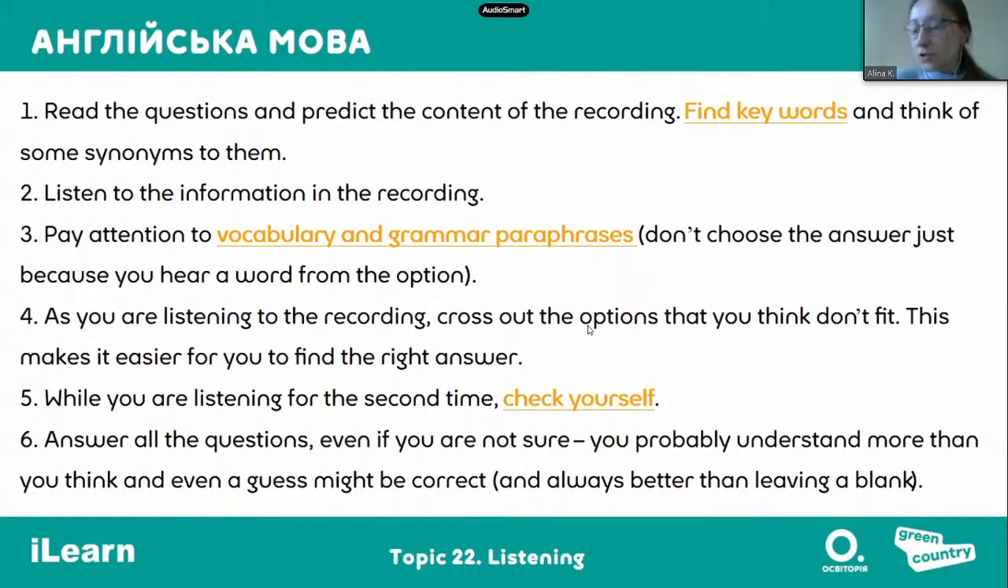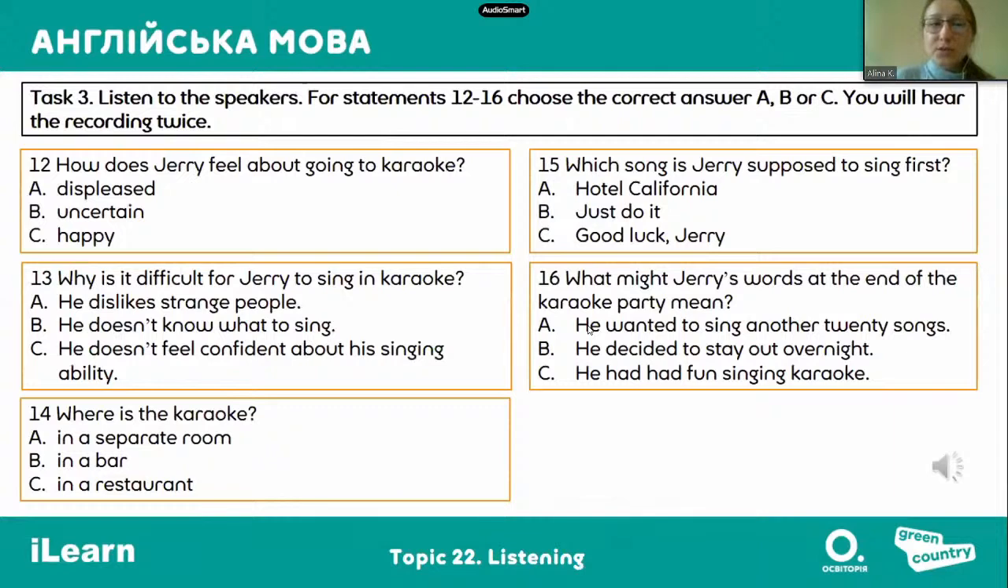And of course, if you don't know the answers, it's better to choose any answer that seems the best for you. Yes, never leave a blank. So today we will listen to one of these tasks. Yes, you will have 5 questions. Давайте потренуємось.